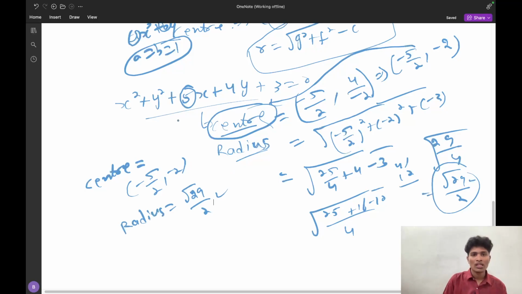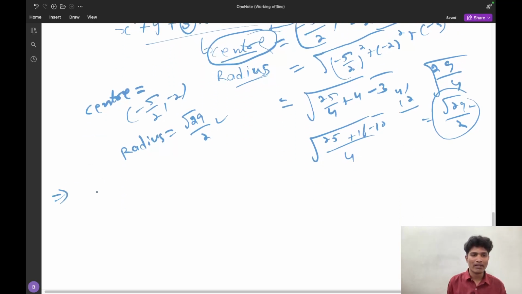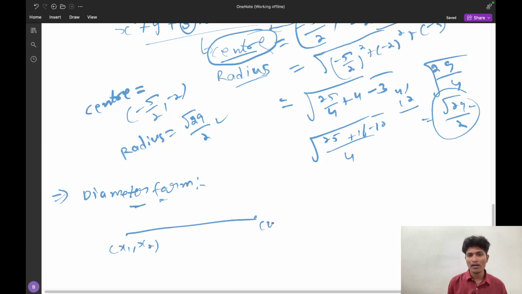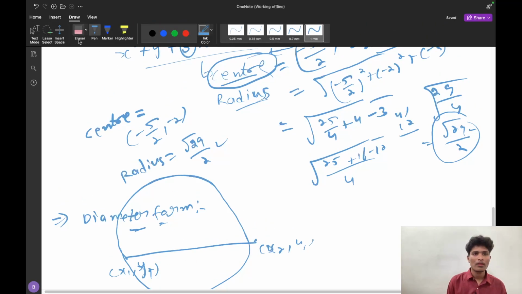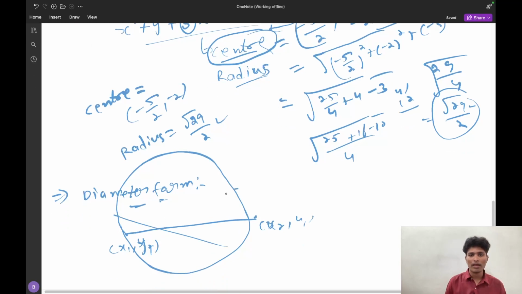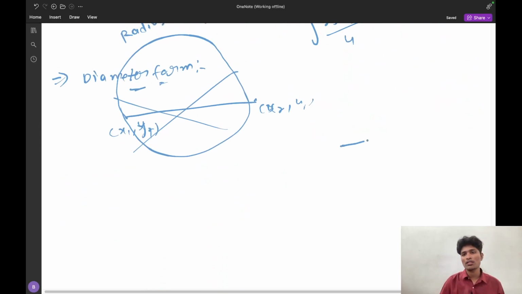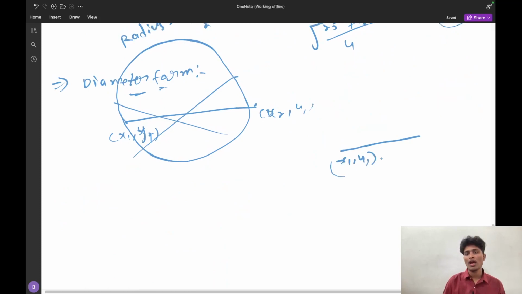Now, I already said there are different forms of circle equations. So now the diameter form. What is the diameter form? Suppose these are the diameter ends, (x1, y1) and (x2, y2), and this is the circle. The diagram is not clear; you can imagine it, this is not the actual diagram. The actual diagram looks like this: the point (x1, y1) and the point (x2, y2).